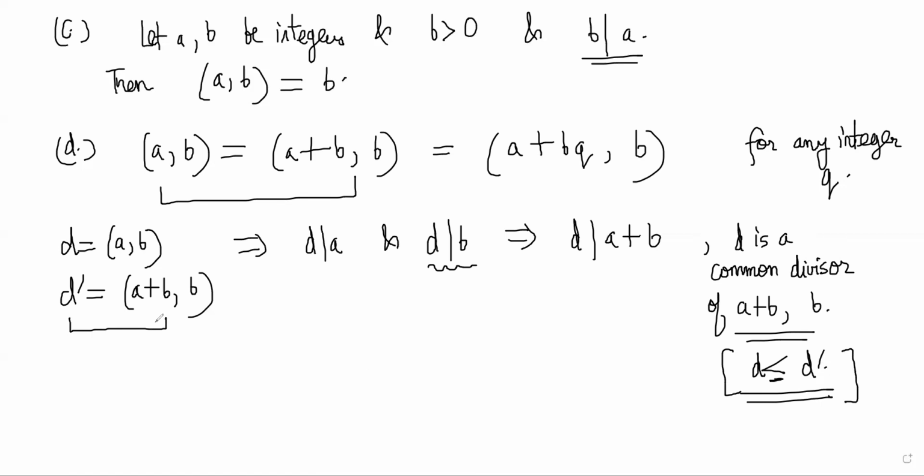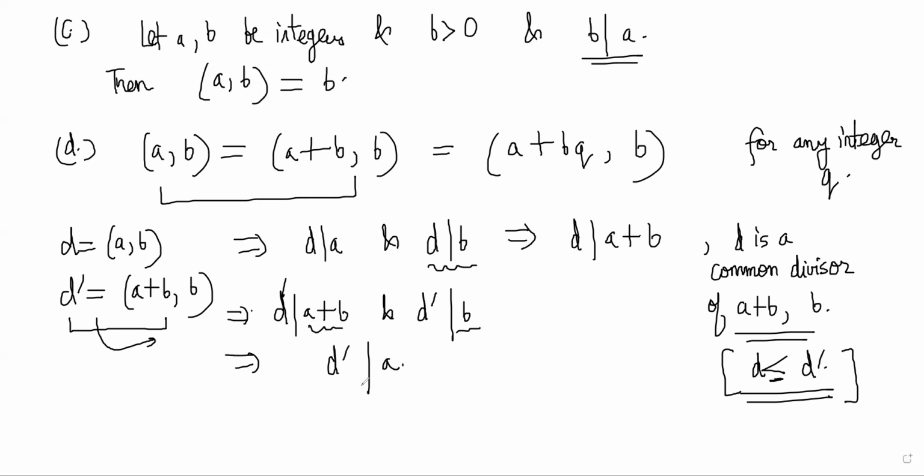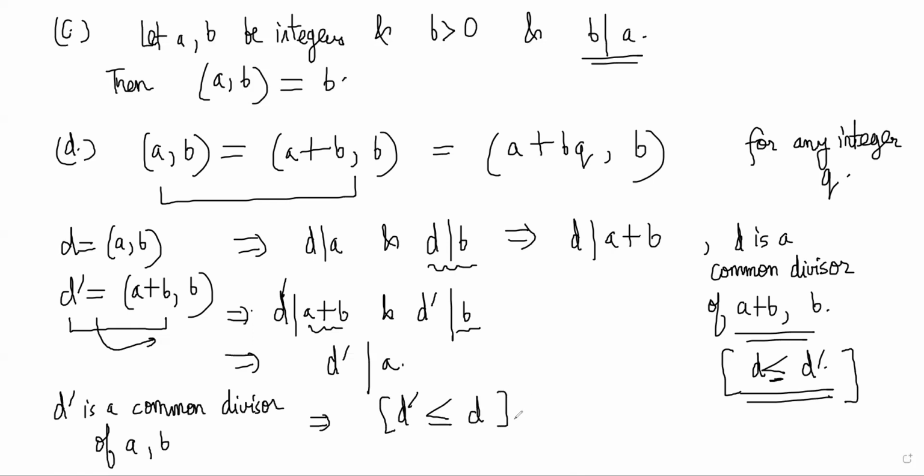This is obvious. Similarly, working from here, we can say that D dash divides A plus B and D dash divides B. So that implies that D dash divides A, because we can subtract these two numbers and we'll get that D dash should divide A. So now we're getting that D dash is a common divisor of A and B, which implies that D dash should be less than or equal to the greatest common divisor of A and B, which is D. So from here we are getting D dash is less than or equal to D. And these two combined imply that D must be equal to D dash, right?